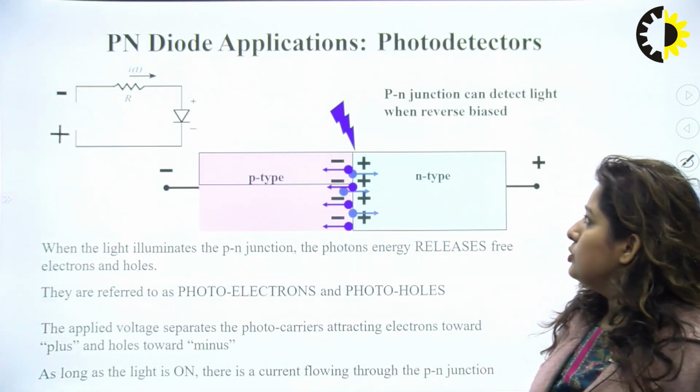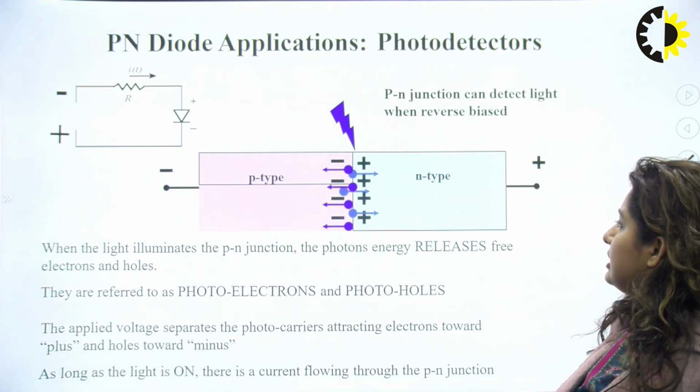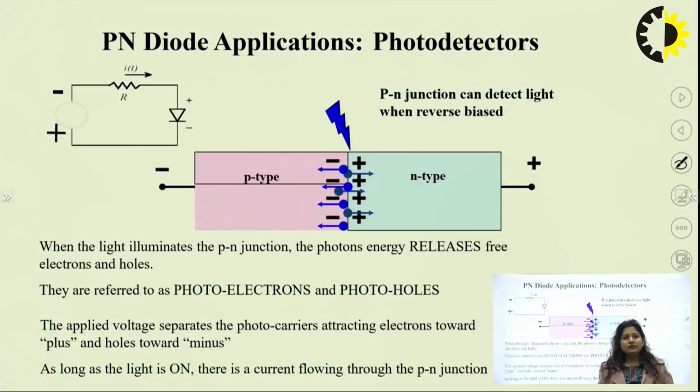So now I am going to show you what the PN diode applications are. In the last lecture we discussed LEDs and lasers. In the case of LEDs and lasers, we use semiconductor materials like silicon, germanium, gallium arsenide, aluminum gallium arsenide. We can create LEDs and lasers from those materials.